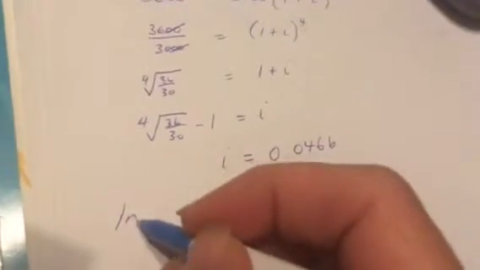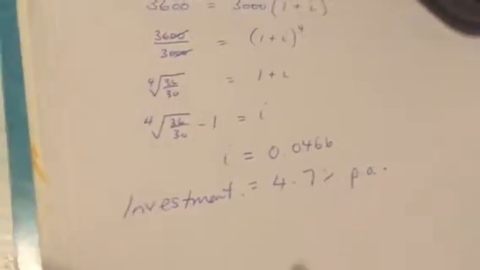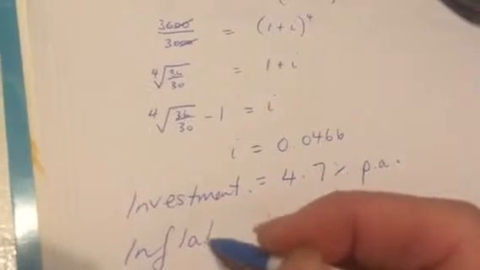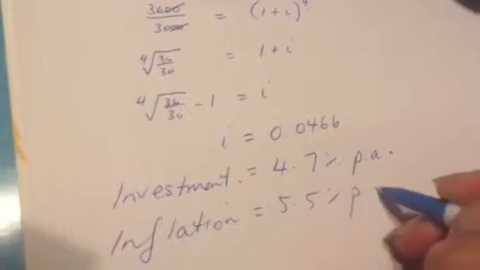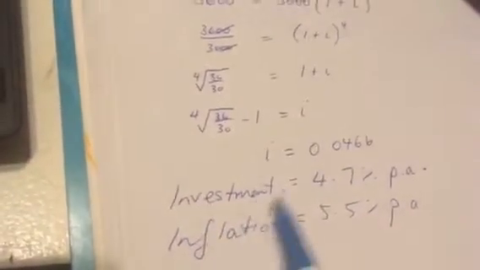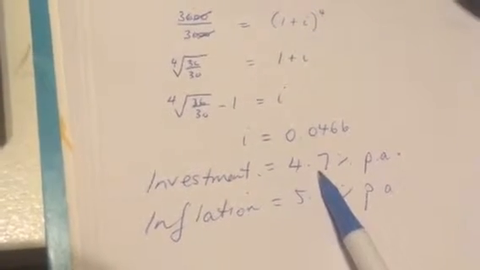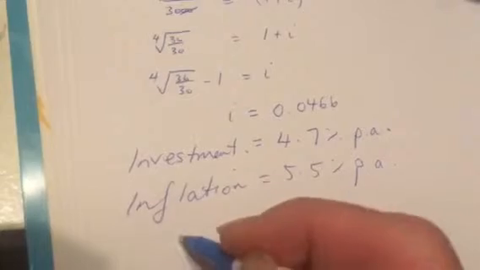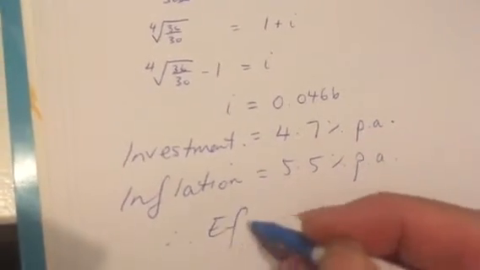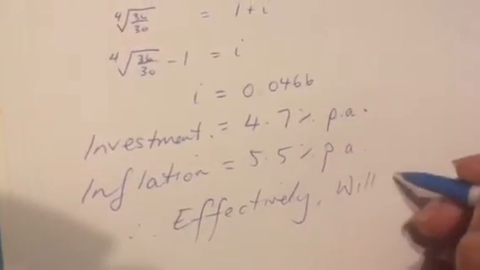So that's the investment rate, if you like. That's how much it's grown on average per year. Now the inflation rate is given as 5.5% per annum. Okay, so Will has been gaining 4.7%. Everything outside of his investment over the last 4 years has been gaining at 5.5%. So comparatively, he is gaining less money. So we would say that effectively, Will has made a loss.